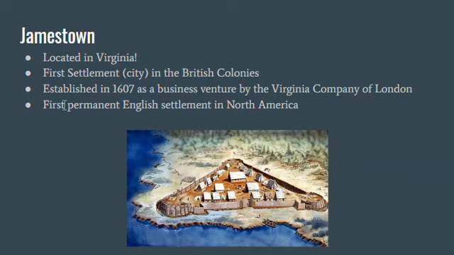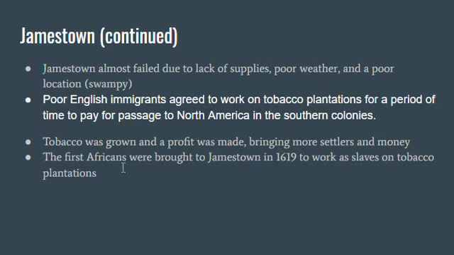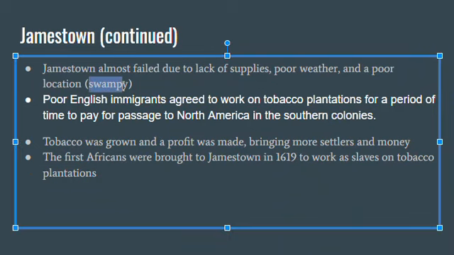And the key word with this next part is it was the first permanent English settlement in North America. Permanent means it never left. It's still there today. So it's the first permanent English settlement in North America. Jamestown almost fell due to lack of supplies, poor weather, and a poor location. Where it was located, it was swampy. That just means there was lots of water on the ground, so it wasn't easy to farm. They didn't have a lot of supplies, didn't have a lot of water, and the weather was bad.